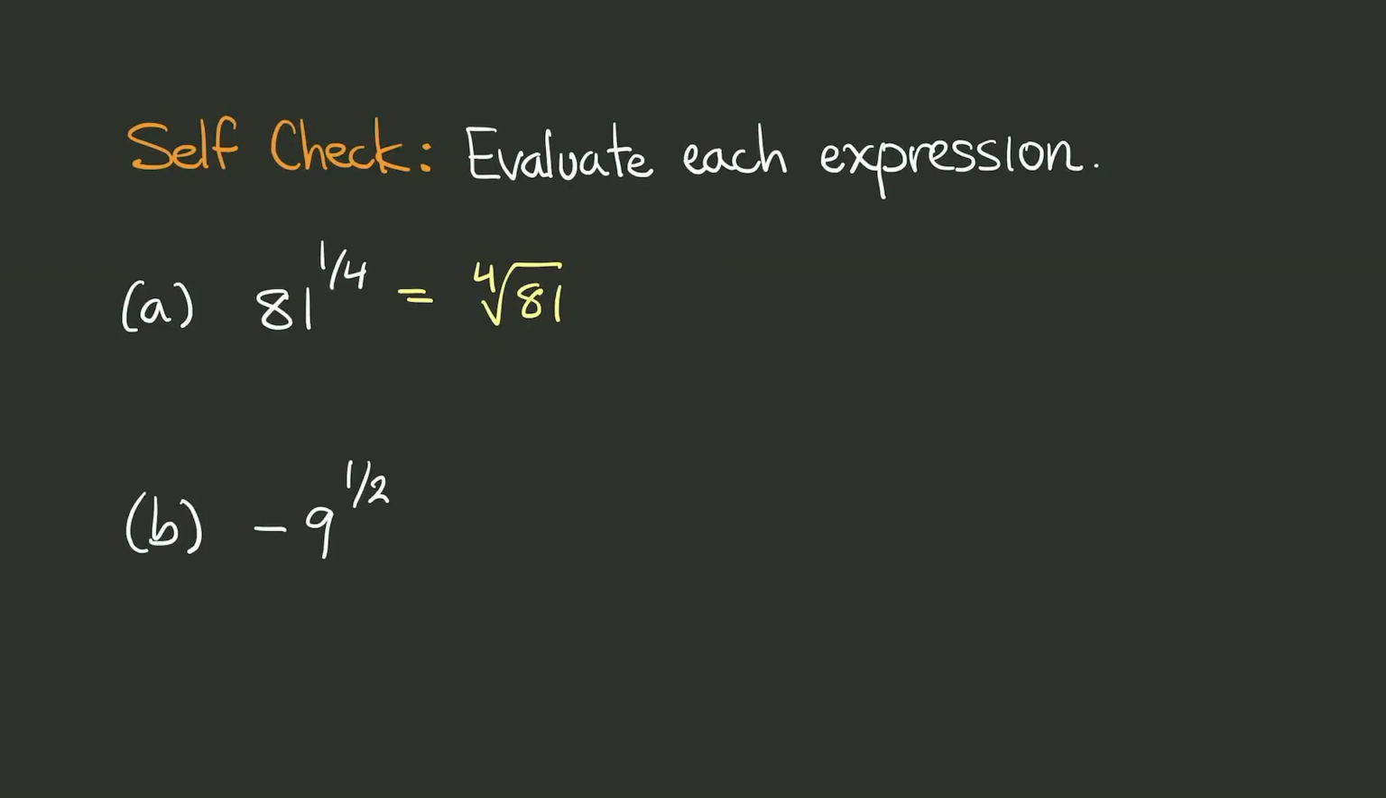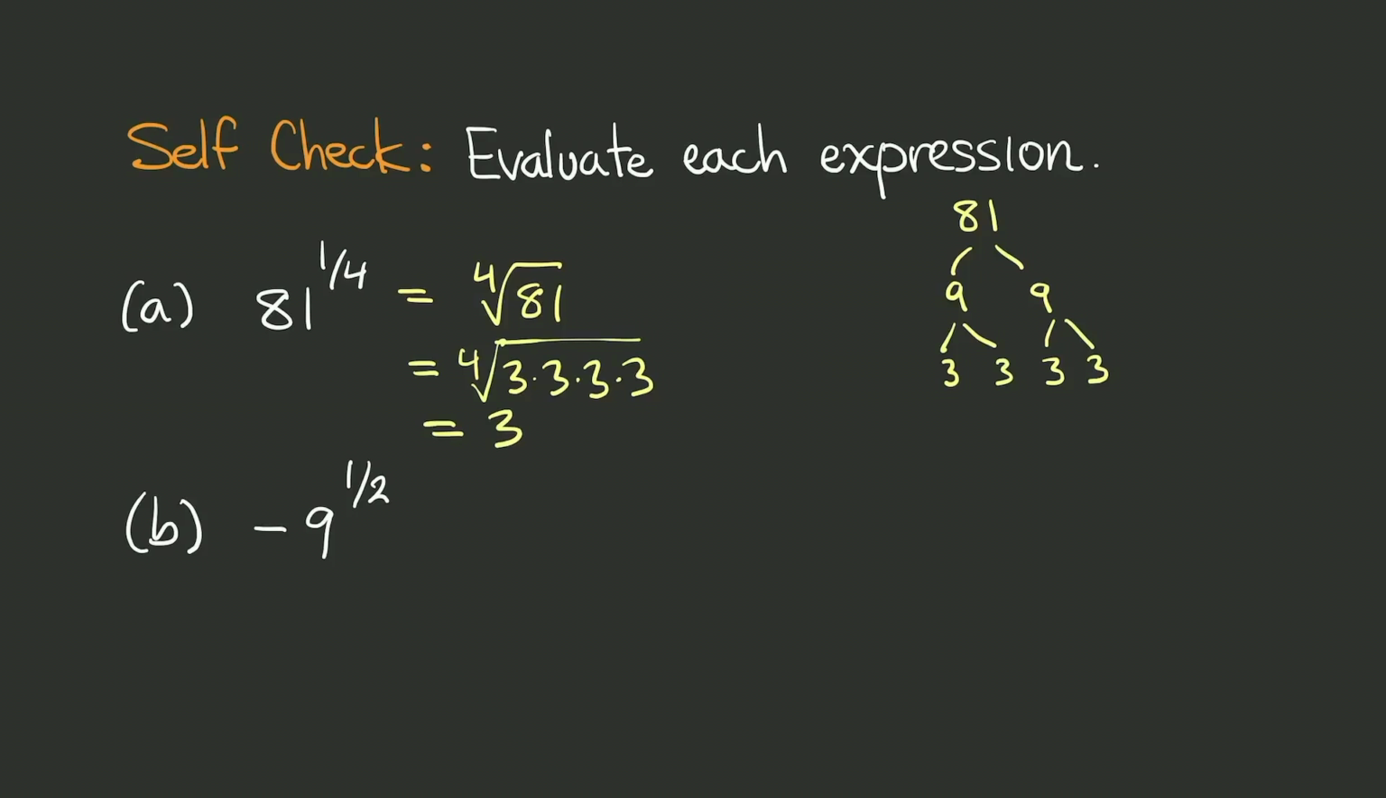One way that we could approach this is to write a factor tree for 81. 81 is 9 times 9, and each of those 9s could be written as 3 times 3. So 81 is actually 3 times 3 times 3 times 3. Since I can write this as 3 multiplied by itself 4 times, then the fourth root of 81 is just 3. In part B, we have negative 9 to the 1/2 power.